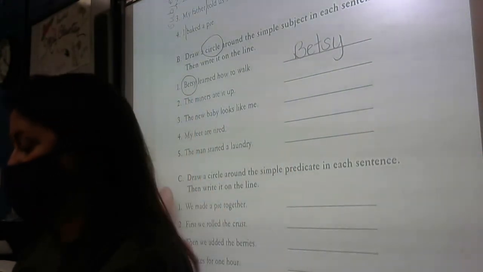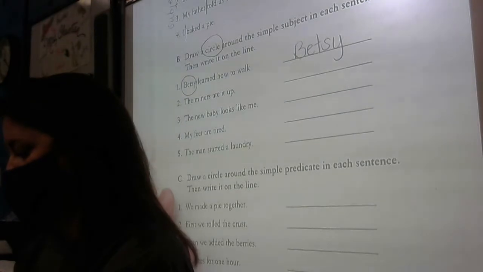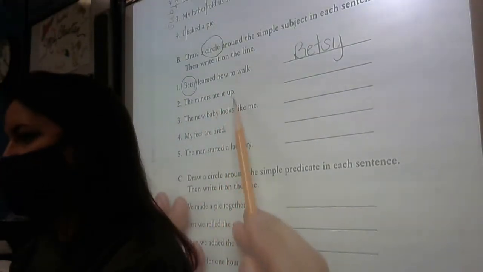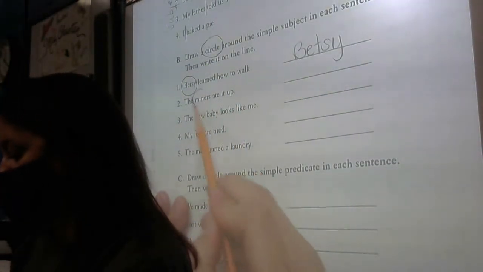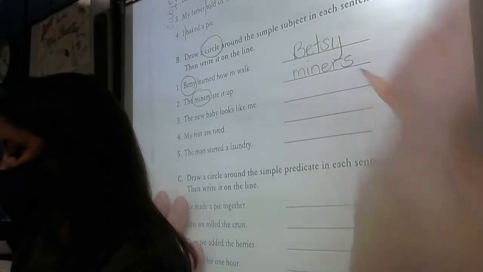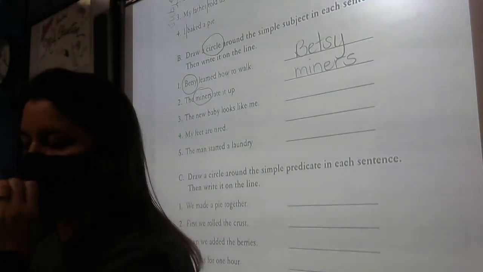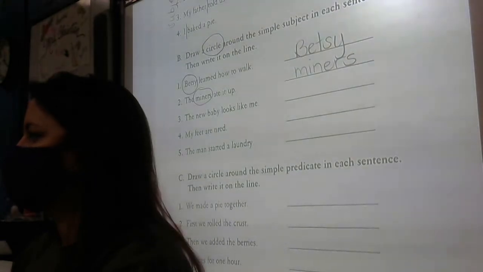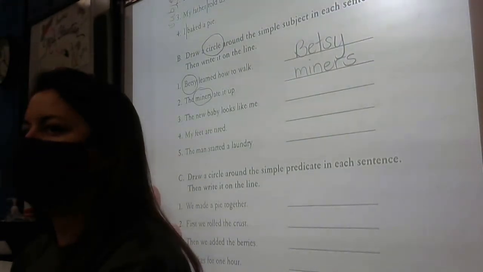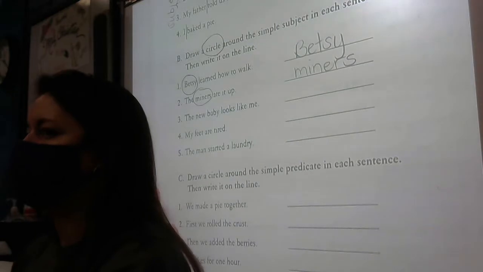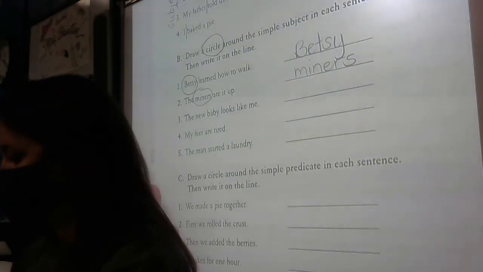Read us number two, Zoe. The miners ate it up. Who did? Miners. And these are gentlemen that dig for gold? Or metal? Yeah. Coal. Or diamonds. Emeralds. You could go on.